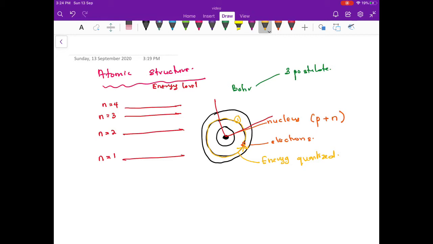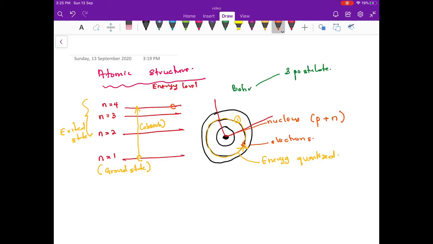So this is the lowest energy level, which is n equal to 1. We call it the ground state. The others, we call them excited states. Right. So let's say we have an electron at the ground state. When it absorbs the energy, it will excite to the higher energy level. So the process involved is absorbing energy.